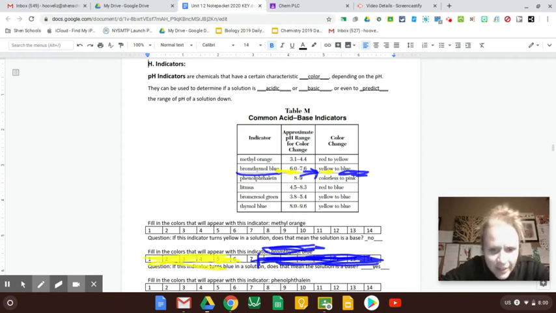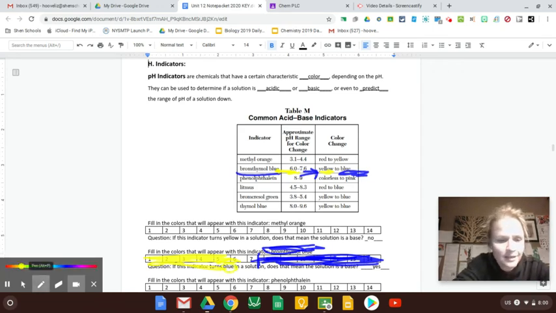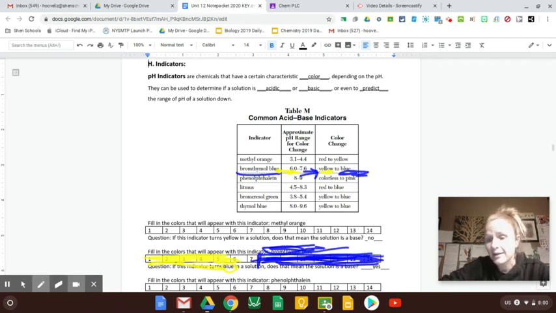And then the question says, if this indicator turns blue in solution, does that mean that it's a base? Let's see. If it's blue, that means that it's 7.6 and up. A base is anything higher than 7. So yes, blue for this particular one does mean base. So this is a good one to tell if you're looking at a base or not.